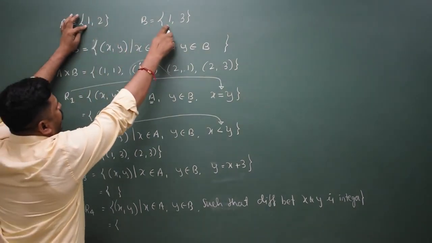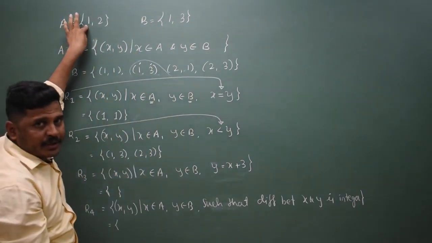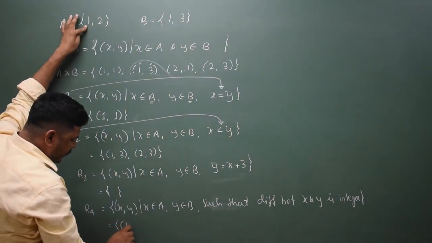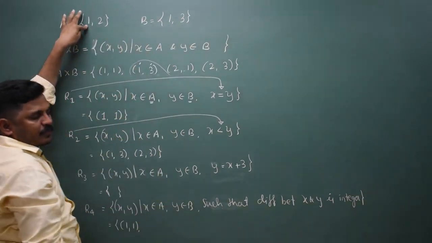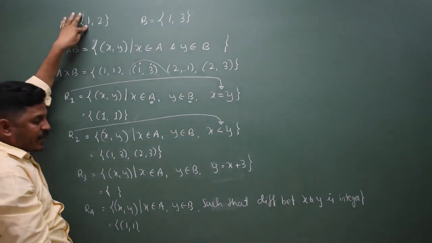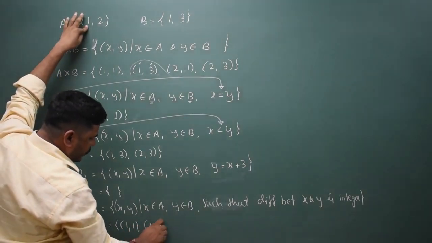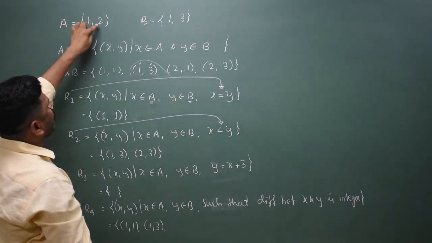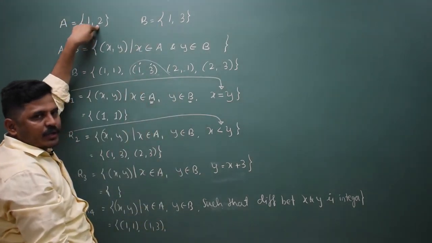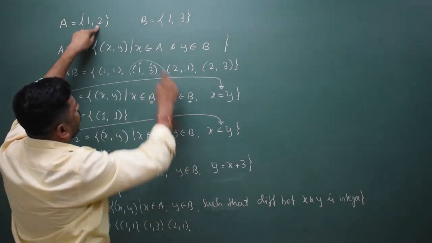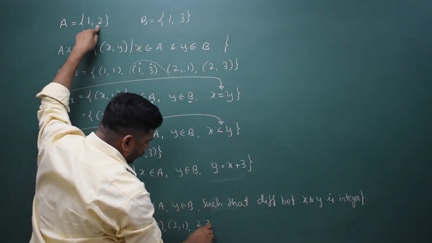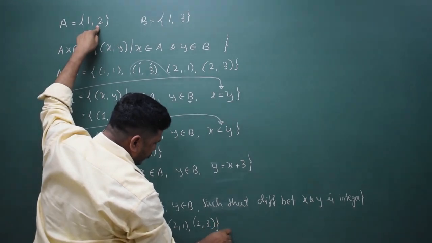Difference between 1 and 1: 1 minus 1 is 0. 0 is an integer. Yes, then 1 is related to 1. 1 and 3: what is the difference? 3 minus 1 is 2. 2 is an integer. Yes, 1 is related to 3. 2 and 1: 2 minus 1 is 1. 1 is an integer. Yes, 2 is related to 1. Similarly, 2 and 3: 2 is related to 3.